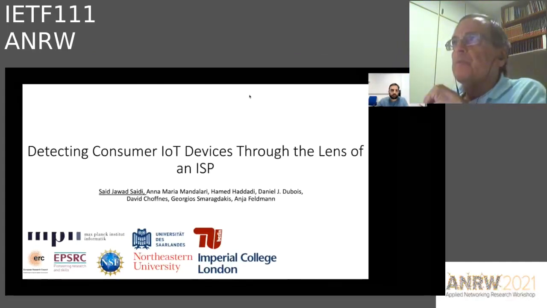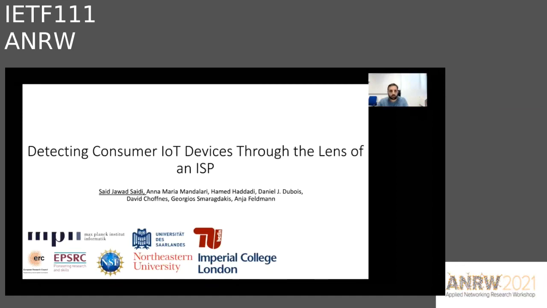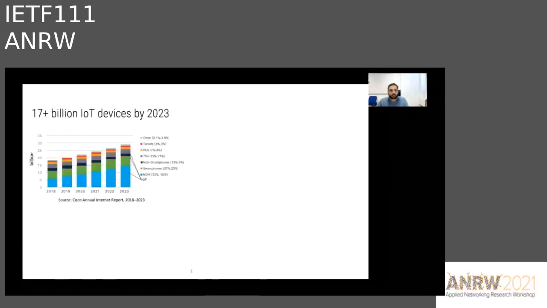Hello, everyone. Welcome to my presentation. I'm Sajjad Saidi, and today I am going to present our work on detecting consumer IoT devices through the lens of an ISP. Consumer IoT devices have grown extremely popular recently, and it has been projected that the number of deployed IoT devices will surpass 17 billion by 2023. These devices provide a wide range of services, from smart speakers to smart appliances, TVs, and surveillance cameras.